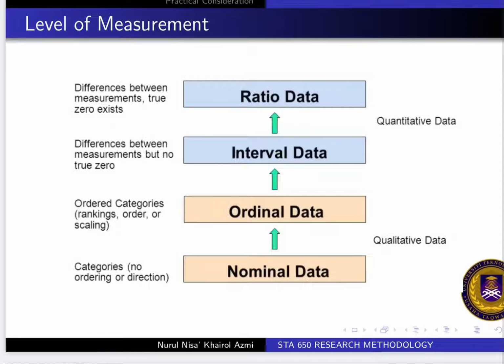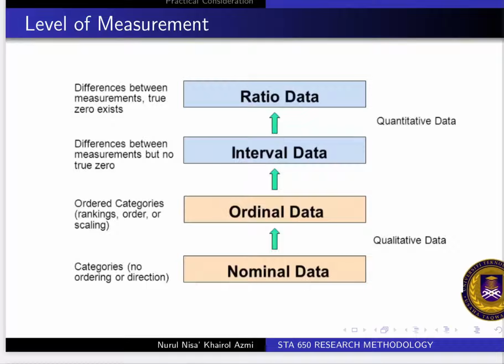For interval you cannot compare quantitatively. The magnitude of the difference does not indicate anything. But you can see that of course those who score 80 are smarter than those who score 40.